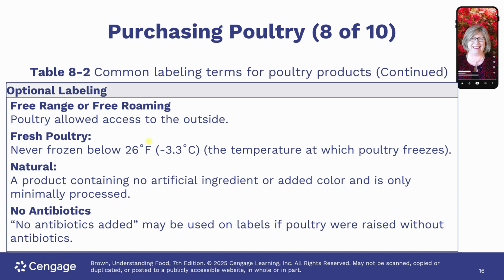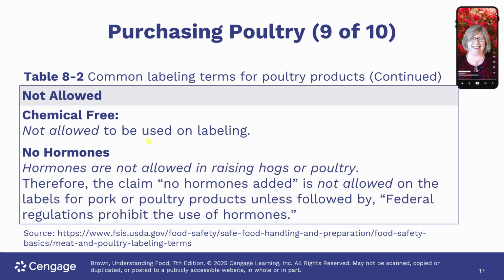Fresh poultry means it's never frozen, which poultry freezes at around 26 degrees Fahrenheit. Natural is a labeling term that means a product contains no artificial ingredient or added color and is only minimally processed, and then no antibiotics added may be used on labels if poultry were raised without antibiotics. Chemical free is not allowed to be used on labeling.